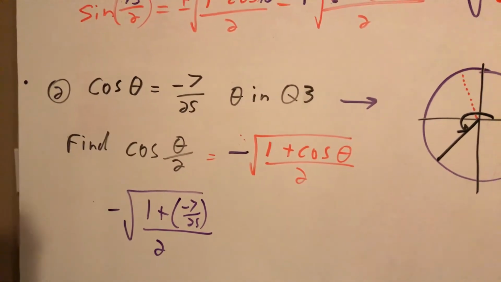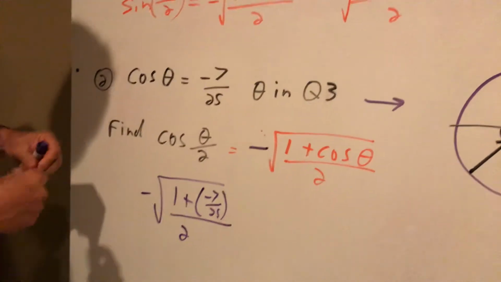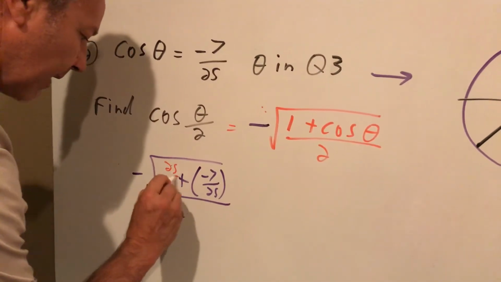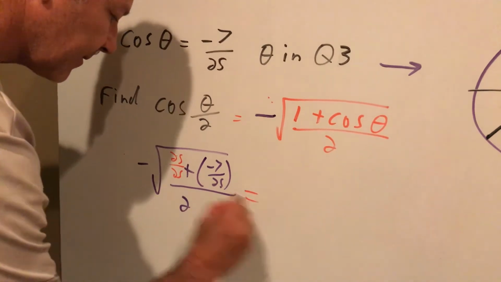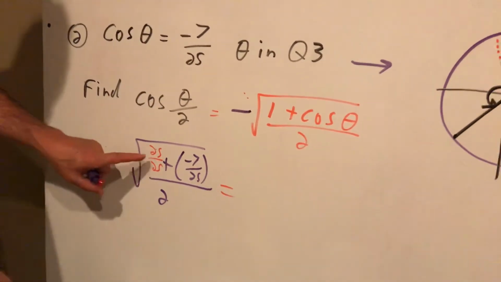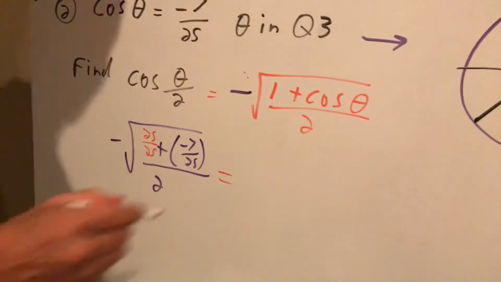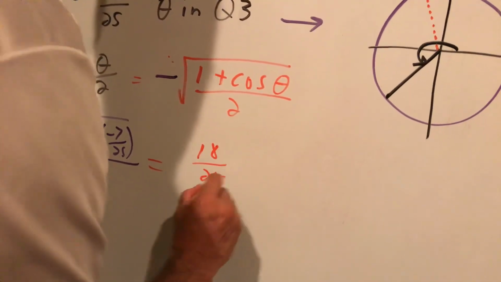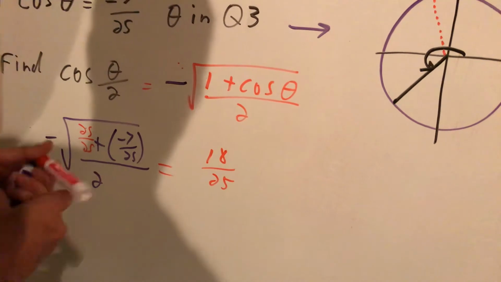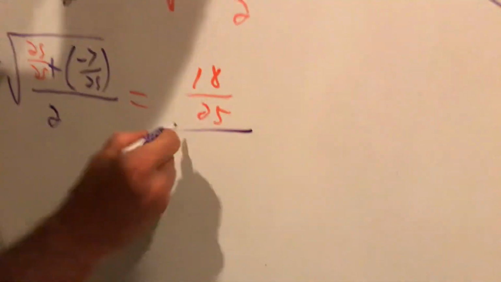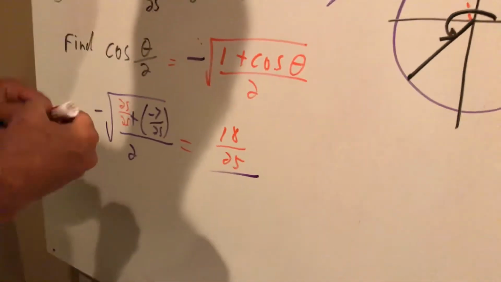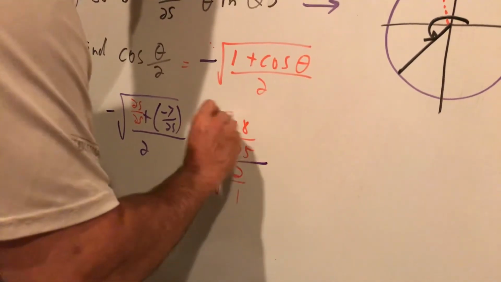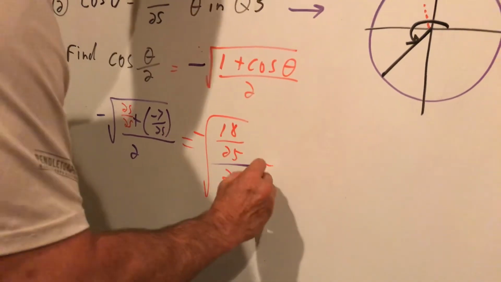All right. Need a common denominator inside. This is 1 over 1, which will become 25 over 25. I'm adding those together. 25 minus 7 is going to get me 18, if I have that right. 18 over 25. And the bottom of my fraction is going to be 2 over 1. And I want the square root of that, and my answer again is going to be negative.